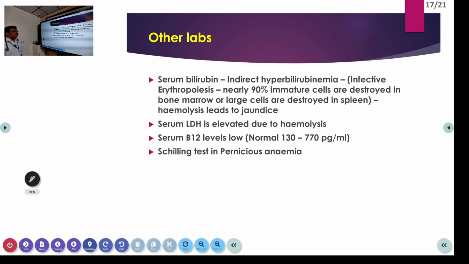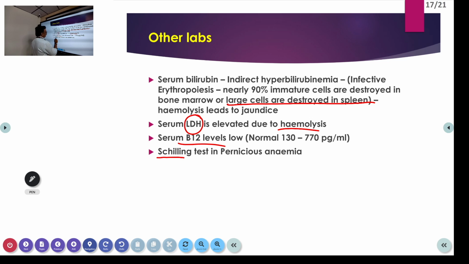Other lab investigation, bilirubin will be elevated because it's a hemolysis. Indirect hyperbilirubinemia can be there in many patients. Larger cells are destroyed in spleen. That is the cause. LDH is always elevated in hemolysis. Any hemolysis, if you see, LDH will be elevated. B12 levels will be very low in many patients because either it is not absorbed or due to decreased intake, or there are antibodies in the stomach which prevent the absorption.